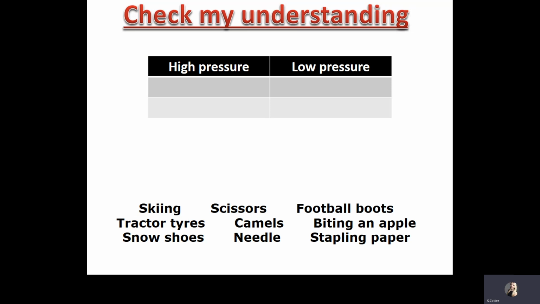Finally, in your books, I would like for you to draw out a table with 2 column headings, 1 high pressure and 1 low pressure. And then sort the following objects or scenarios into whether you think that they need high pressure or low pressure. Pause the video and have a go. And let's see if you've got them right.